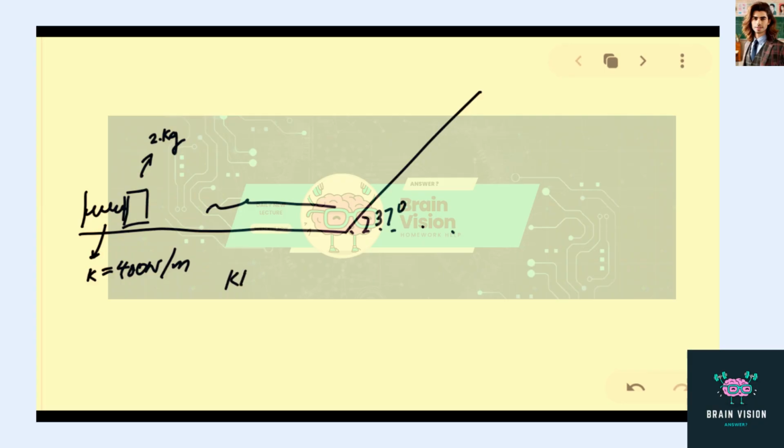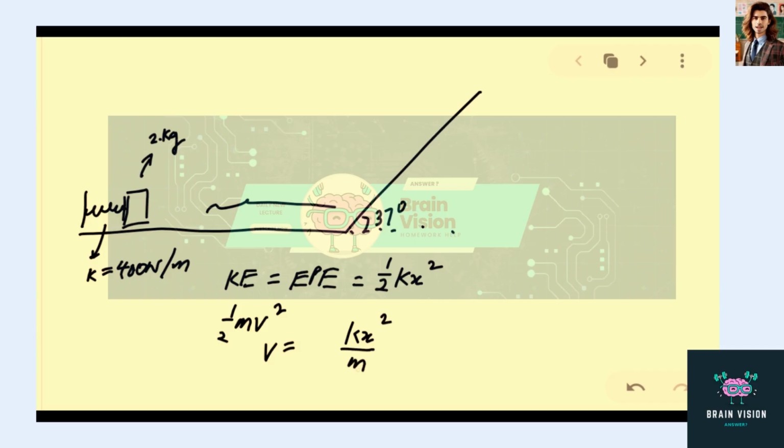Now we know that the kinetic energy of the block after it's released must equal the elastic potential energy of the spring at the start when it was compressed, right? So all the elastic potential energy has been converted into kinetic energy of our block. Elastic potential energy is given as half kx squared, where x is the extension or compression of the spring. Equate this to half mv squared, and we can extract the velocity. So velocity must equal the square root of kx squared over m.